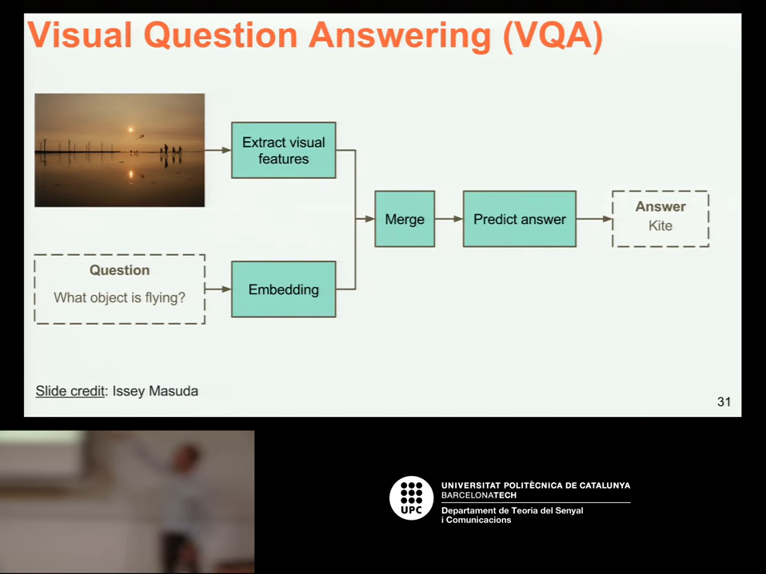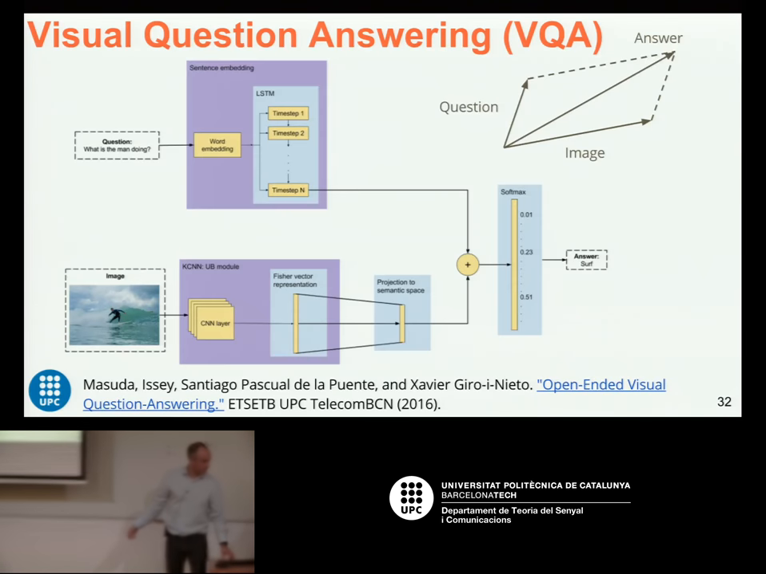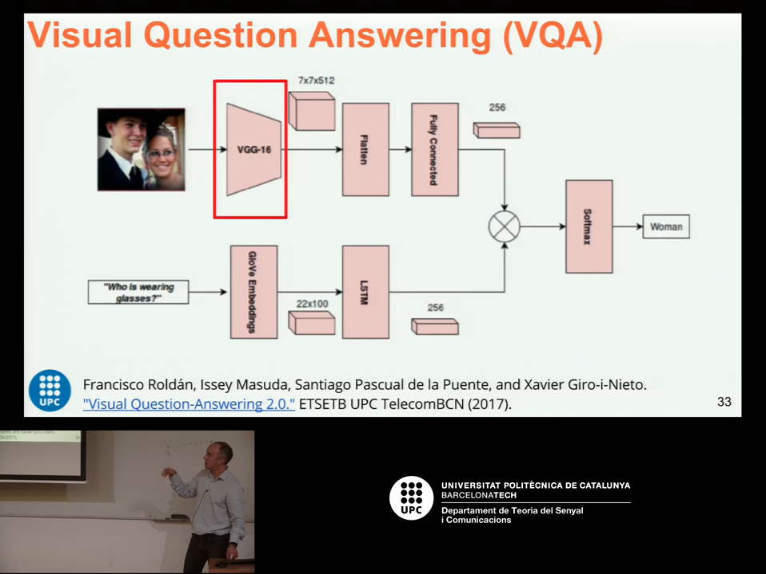That would be the whole architecture. I'm just repeating what I said in a different flavor. Here at UPC, we had a first implementation in 2016 of one of these systems. I think both were in Keras, so that was the first version, and last year we had a better version. They are both in Keras in case you want to play with it. But there are also many implementations of that.